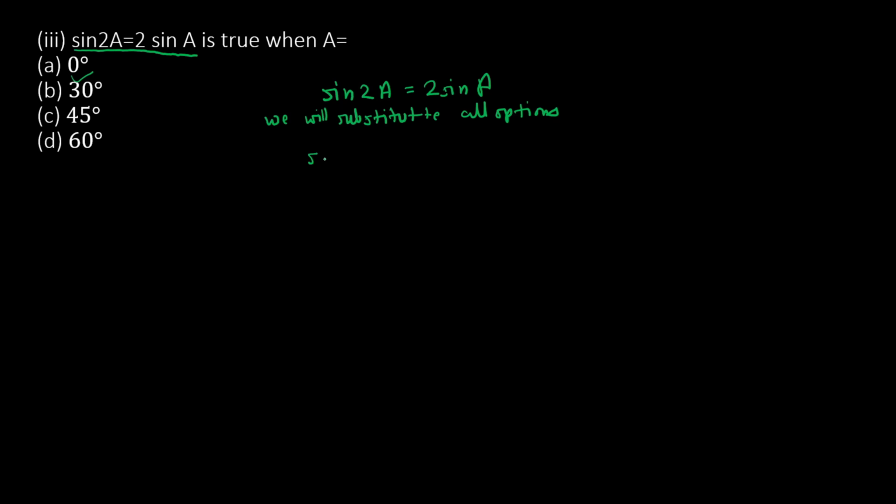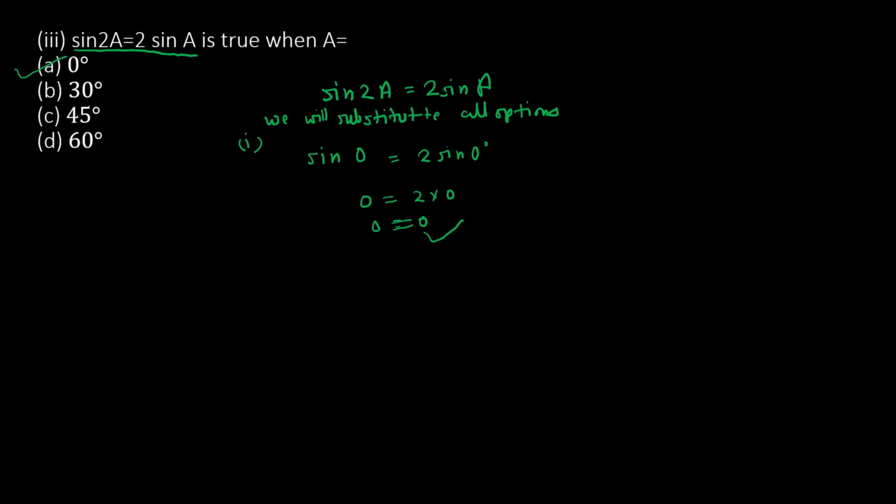So sine of 2 into 0 equal to 0. Firstly, sine of 2 into 0 equal to 0, and 2 sine 0. What is the value of sine 0? The value of sine 0 is 0, and 2 into sine 0, 2 into 0 equal to 0. In this case, it is correct. So the first option is correct. It is not a multiple correct question, so the first one is correct. We have no need to find another one.